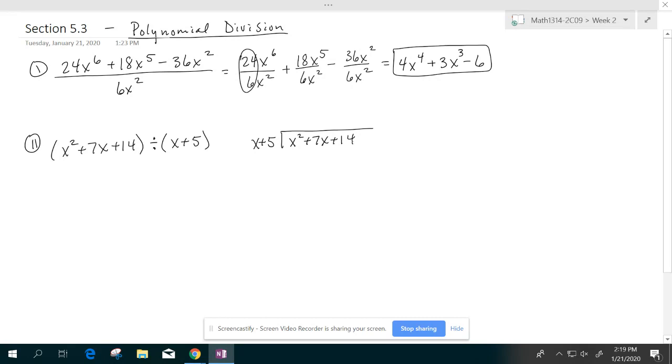Anybody remember the name of the stuff under the division symbol? If this is the divisor, what is this guy called? The what? Dividend. This is the dividend. Y'all need to know these words. Divisor, dividend. What do you call the answer up top? Starts with a Q. Quotient. And then what do you call that last number you get? Remainder. So we've got the divisor, the dividend. We're going to get a quotient and a remainder. All fun stuff, right? I can tell y'all are excited.